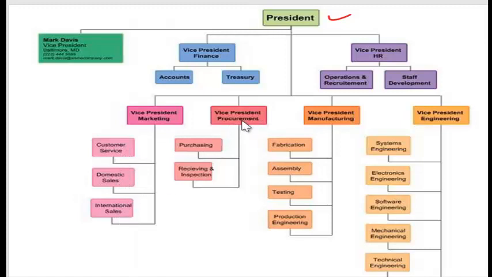If we have procurement, where we want to purchase particular things, we have receiving and inspections and so on. In the same way, in manufacturing, you have fabrication, assembly, testing, product engineering, and so on. So the bigger the company, the taller this structure will be, and this will be hierarchical.